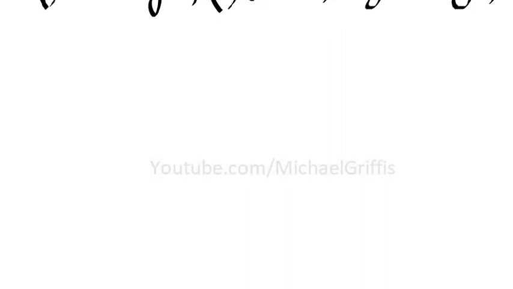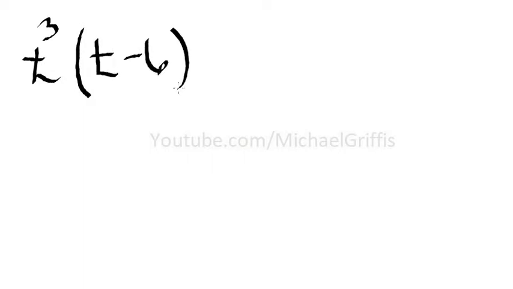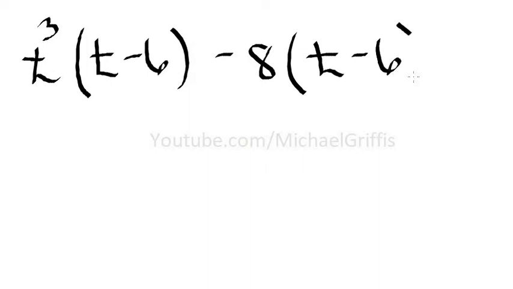Okay, let's take a look at another one. Hopefully I didn't go too fast on that. We'll use a different letter this time. How about t cubed times t minus 6 minus 8 times t minus 6. So you notice here that we have something in common in both these terms. That's a t minus 6.